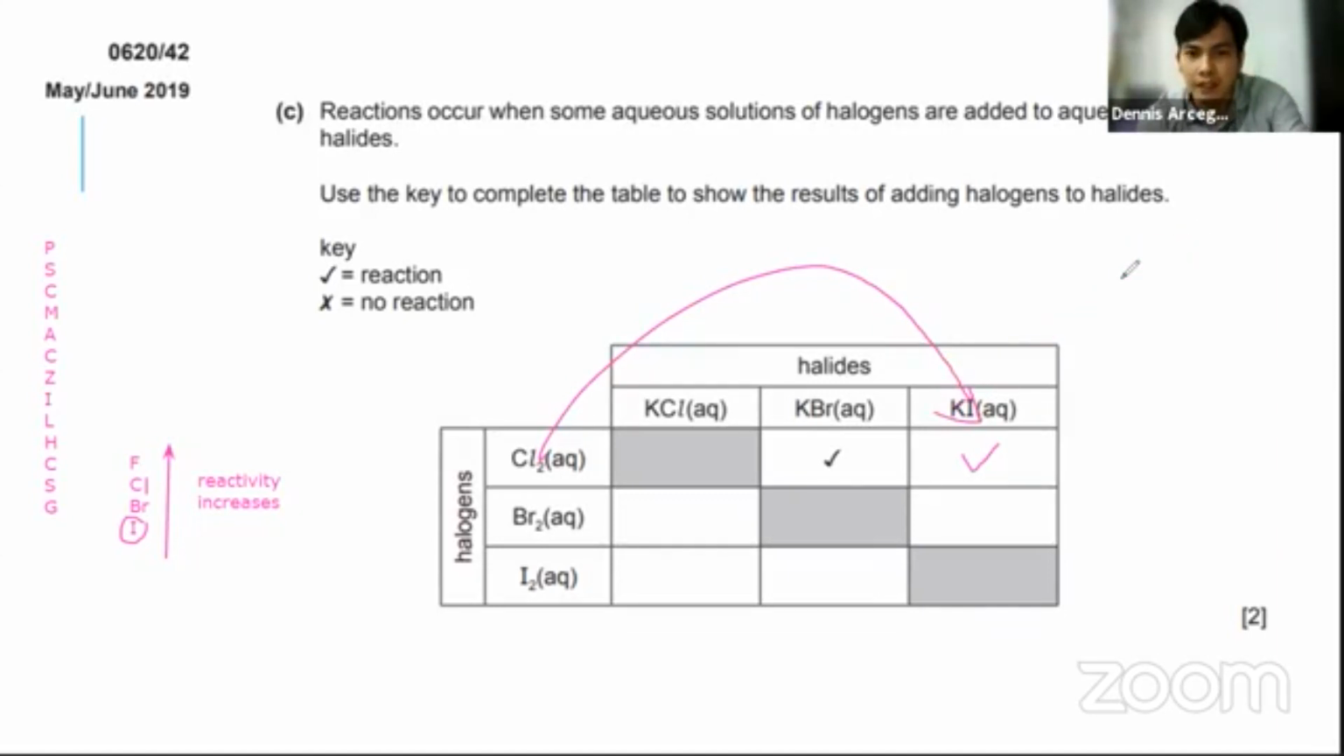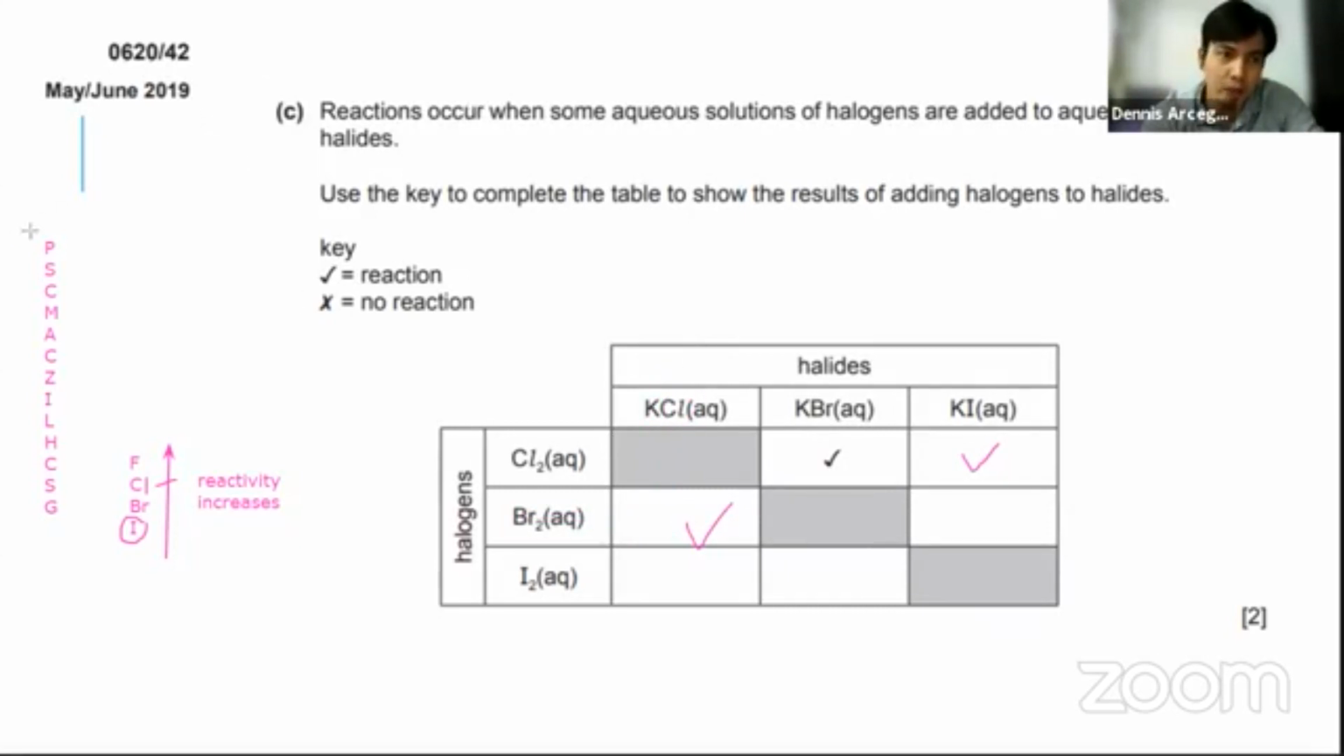Okay. The next is bromine and potassium chloride. You look at this one. In potassium chloride, chlorine is here, bromine is here. Is bromine able to remove chlorine? Okay, very good. No reaction. No, cannot, because chlorine is more reactive. So you have to analyze it.